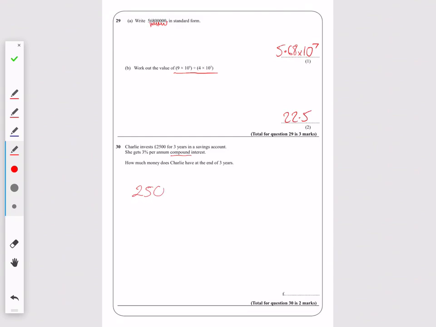So you would do 2,500 times by 1.03 because that's 3%, and the 1 means it's an increase, to the power of 3 because we want it over 3 years. And that will give you 273182. So £2,731.82.